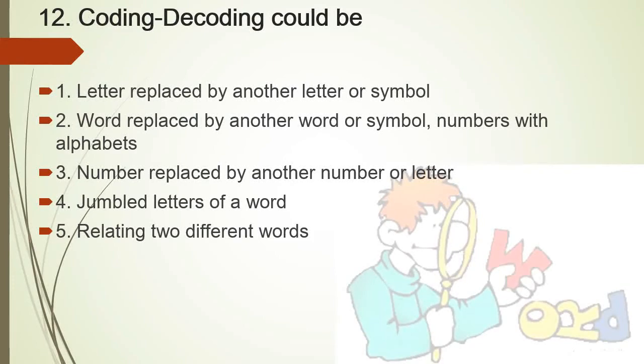Fourth one is jumbled letters of a word. The letters of a word are put here and there, mixed together. And the fifth one is relating two different words. That is, it could be a word related to one another, or it could be words that are derived from another word.